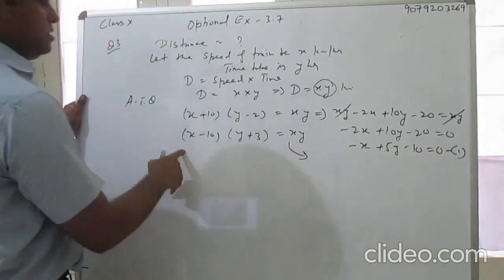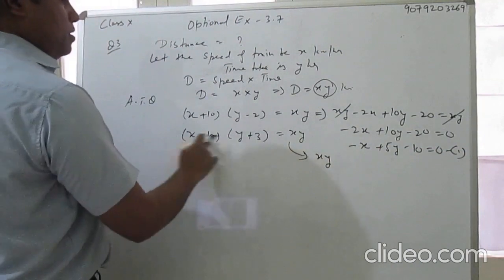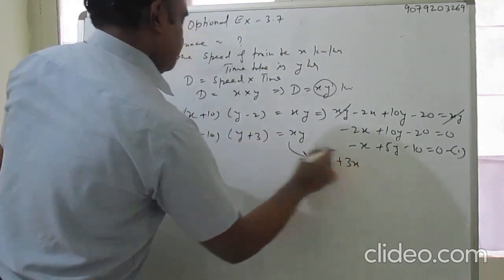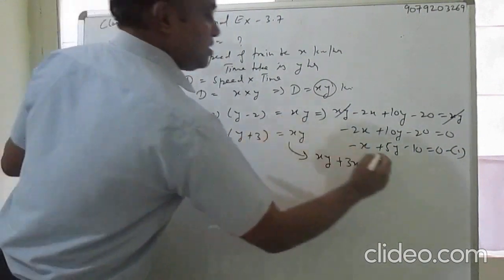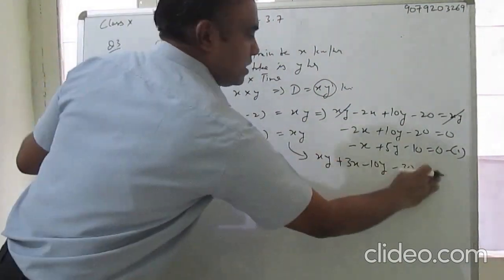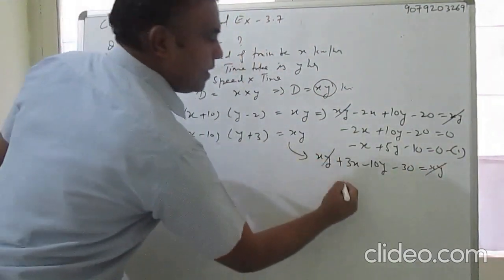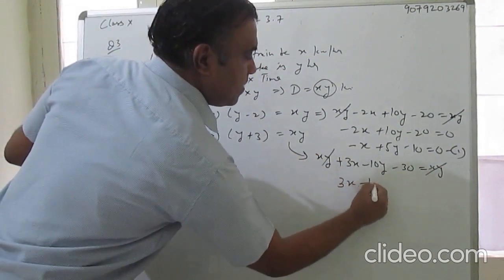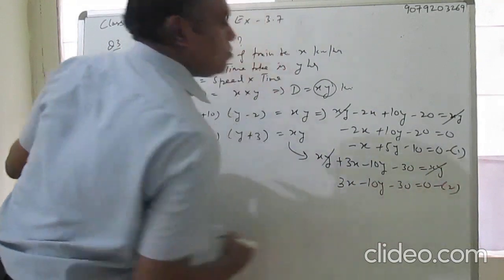Now solve this. xy plus 3x minus 10y minus 30 is equal to xy. Now xy cancels out. It is 3x minus 10y minus 30 is equal to 0. This is equation 2.